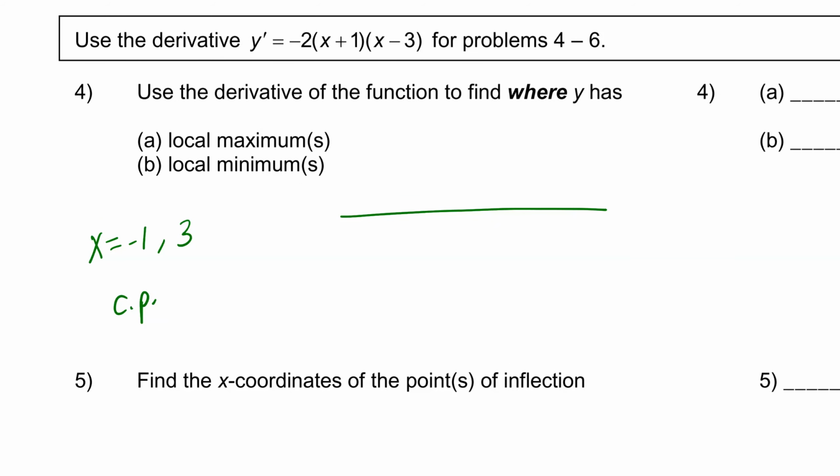Okay, so here are my critical points at -1 and 3. I can plug in 0. If I plug in 0, I get negative, positive, negative, so I'll be positive. What? Negative? 0 plus 1 is positive, 0 minus 3 is negative. I just want the sign, I don't care about the real numbers.